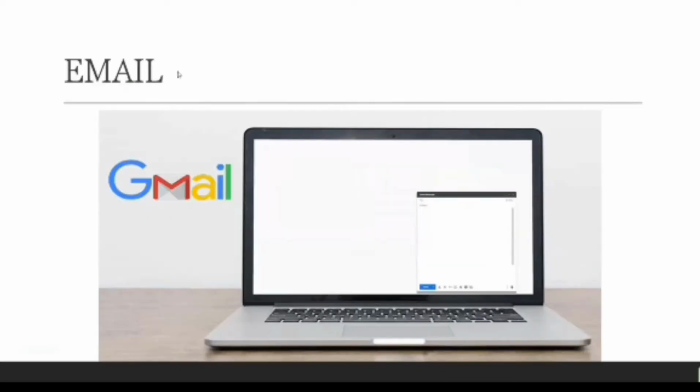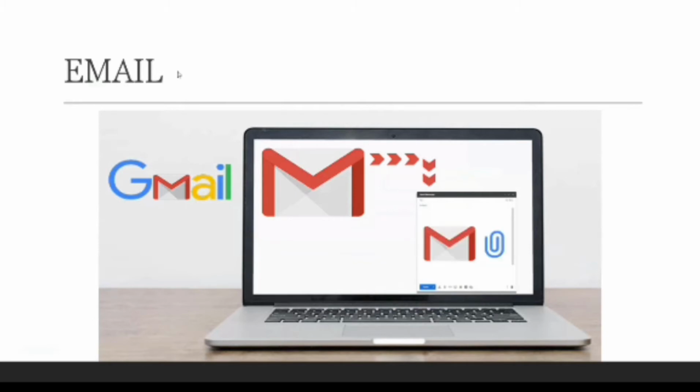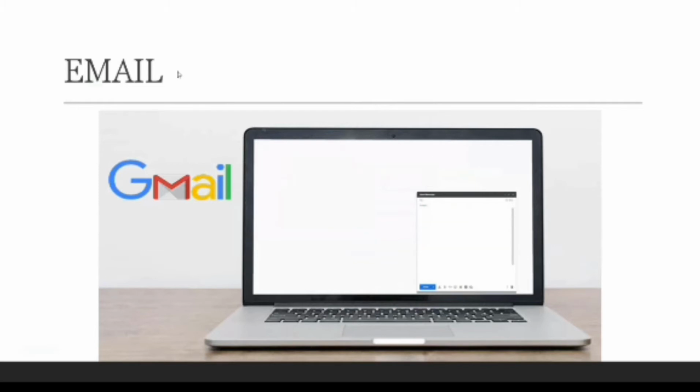Next is email. The invention of computer has helped in the system of email or electronic mail. The full form of email is electronic mail. The messages are received and sent through computers. The email method is much cheaper and reliable than other methods.